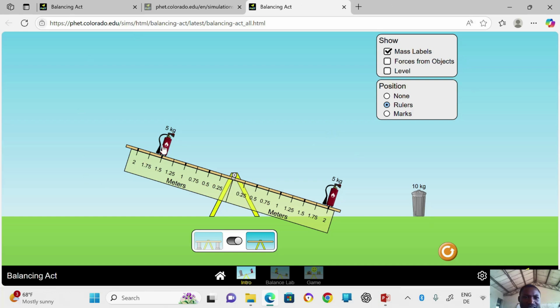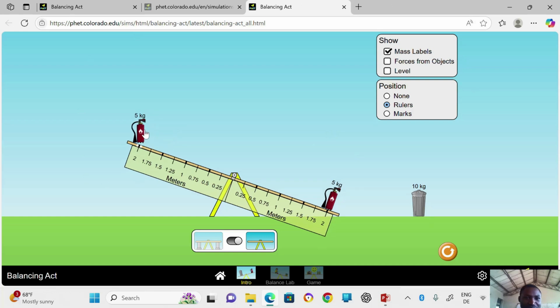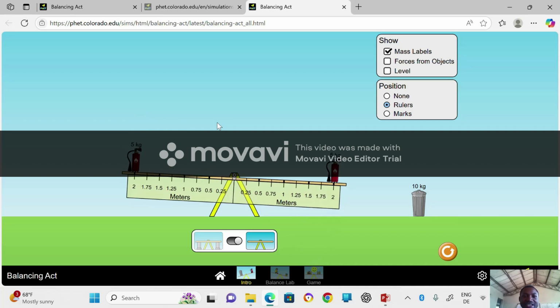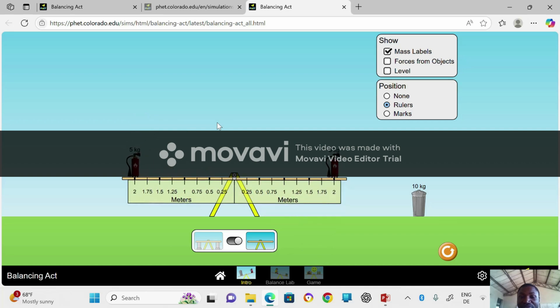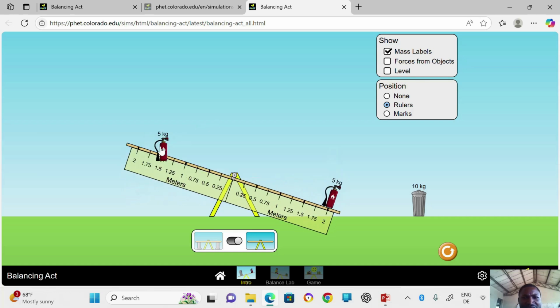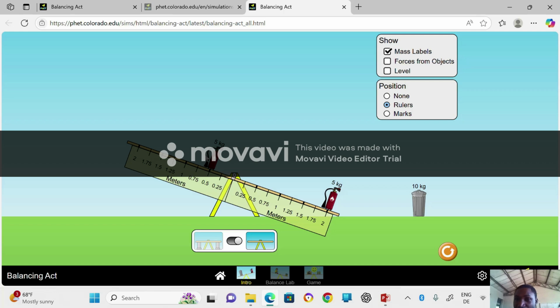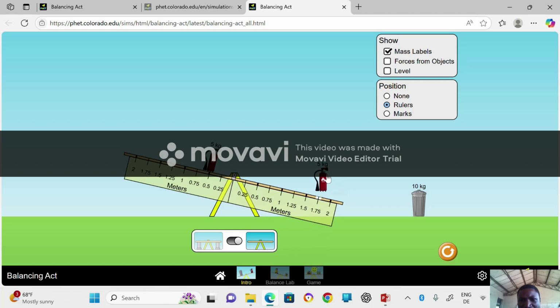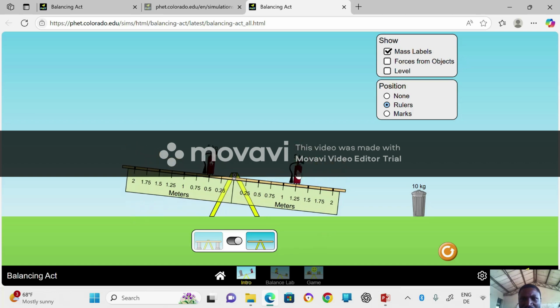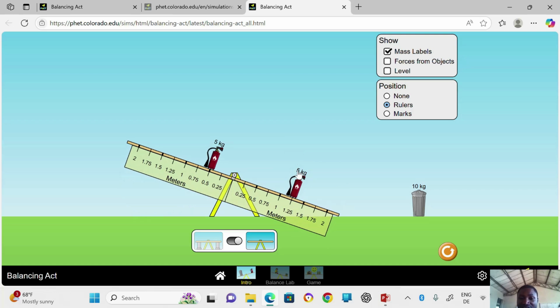How about if we put this also at 2 meters? Let's observe what happens. We observe that when you put it at 2 meters, it also balances. How about if we put this at the left hand side at 0.5? You observe that when you reduce the distance, it also reduces the moment. How about if we reduce this to 1.25? You observe that it's still at a higher distance from the fulcrum, or the pivot.